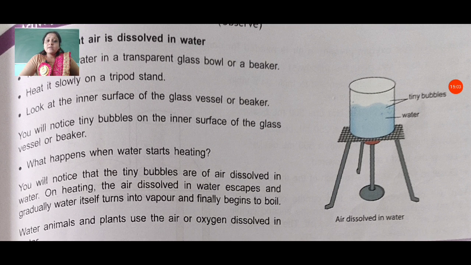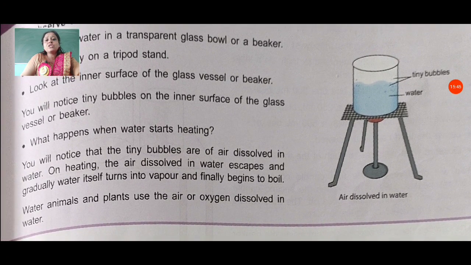What happens when water starts heating? You will notice that the tiny bubbles are of air dissolved in water. On heating, the air dissolved in water escapes, and gradually water itself turns into vapor and finally begins to boil. Water is first in the liquid state. Then when we heat it, after some time it converts into water vapor and finally begins to boil. Water animals and plants use the air or oxygen dissolved in water.